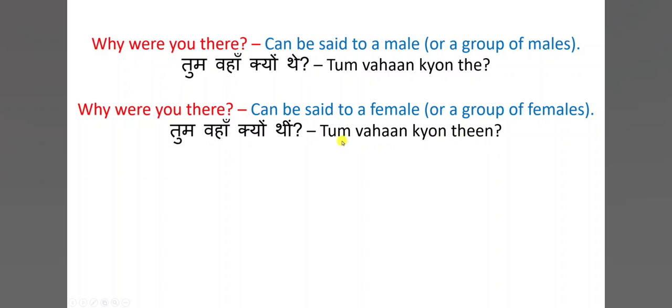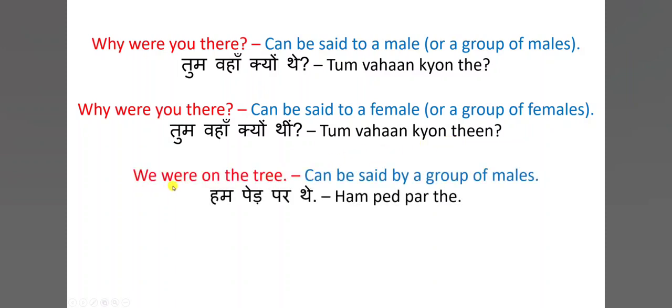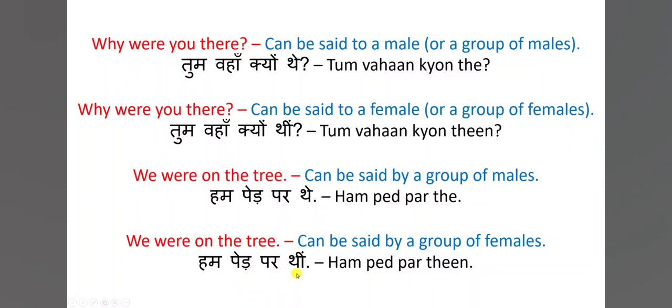Okay? I have taught you how to frame these sentences. Right? I hope you remember. We were on the tree. हम पेड़ पर थे. हम is we, पेड़ is tree, पर is on, थे is were. हम पेड़ पर थी. हम is we, पेड़ is tree, पर is on, थी is were.